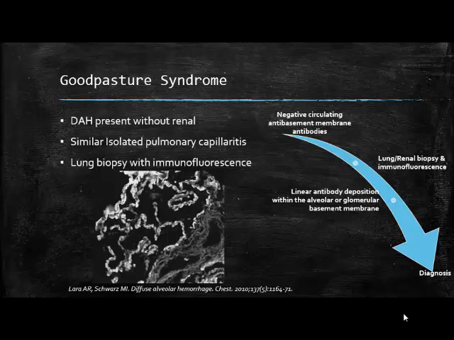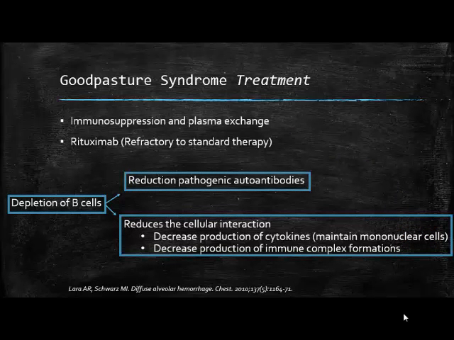And you're going to need immunofluorescence, in order to see the linear antibody deposition within the alveolar or the glomerular basement membrane. And this helps in establishing the diagnosis. So to treat those patients, immunosuppression and plasma exchange. There is a role for rituximab here, and it's mainly in patients who are refractory to therapy.